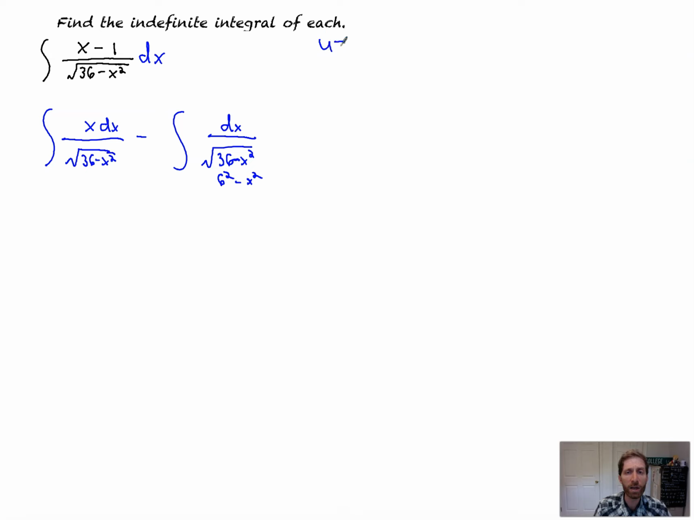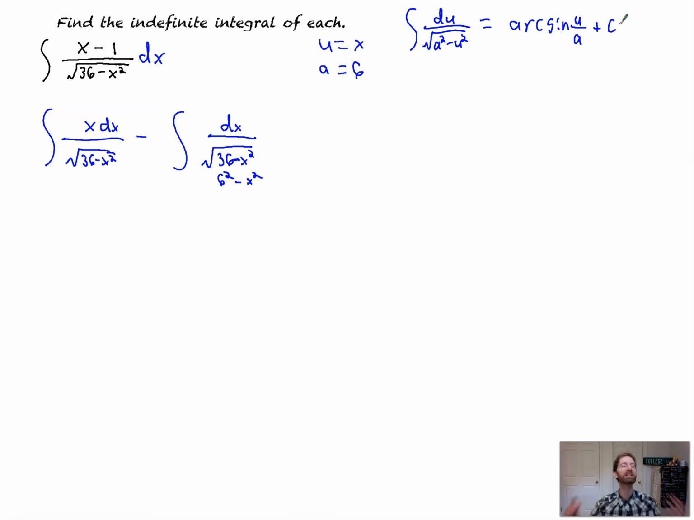So if we let u equal x on this one, and we let a equal 6, you're going to see that you've got the integral of du over the square root of a squared minus u squared. Nice. And that, of course, equals arcsine, maybe not of course, arcsine of u over a plus c. These are nasty problems, right? These are the most difficult of the arc-trig ones. You might never see these. But if you do, I got you covered. So I got arcsine of u over a plus c.